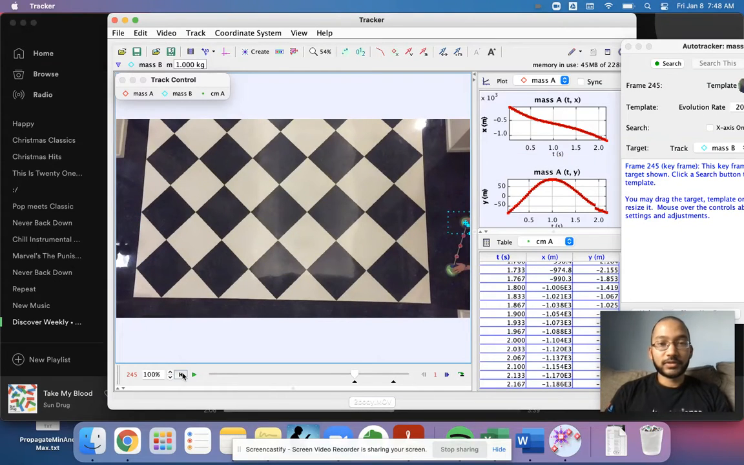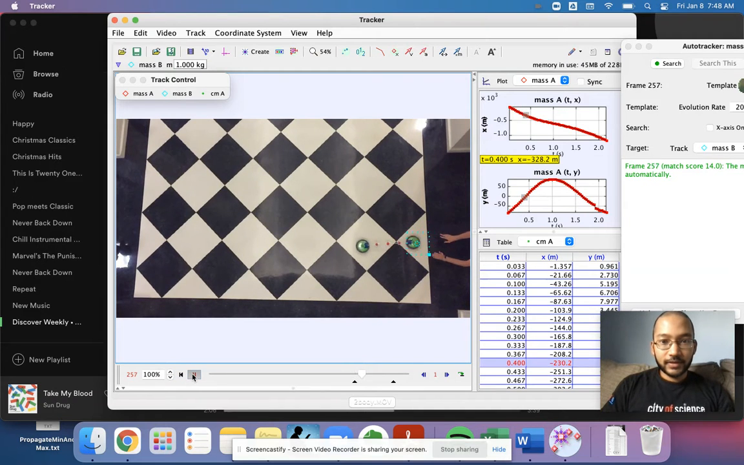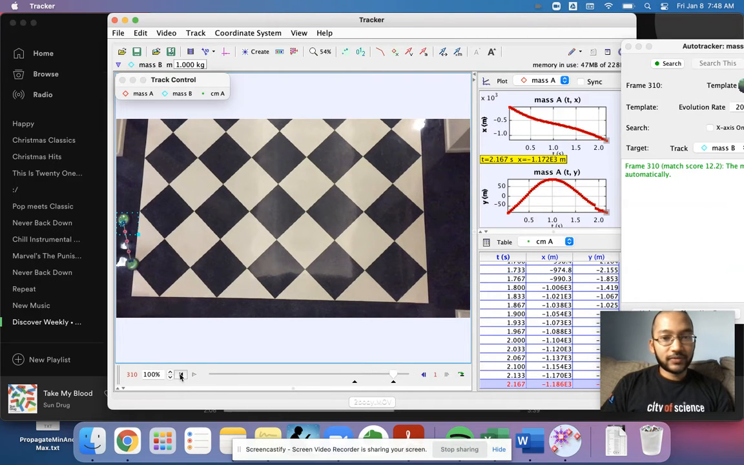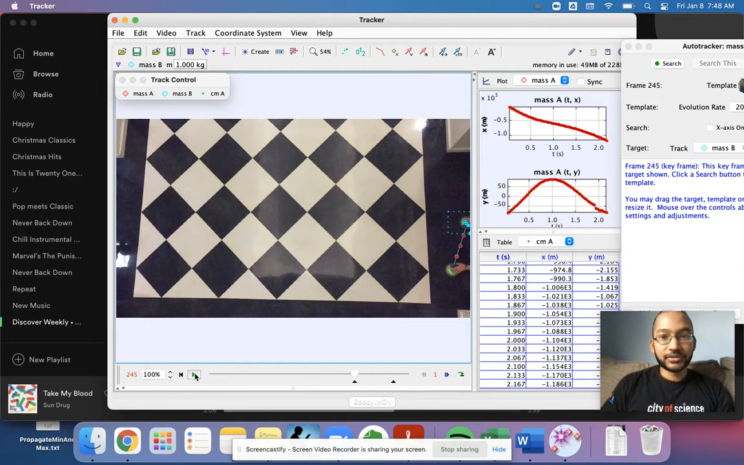Hi guys, in this video I want to talk to you about the center of mass and show you kind of an application of it. So I have here a video, and it's essentially two air hockey pucks connected together by a rod. They're moving in some kind of complicated motion.